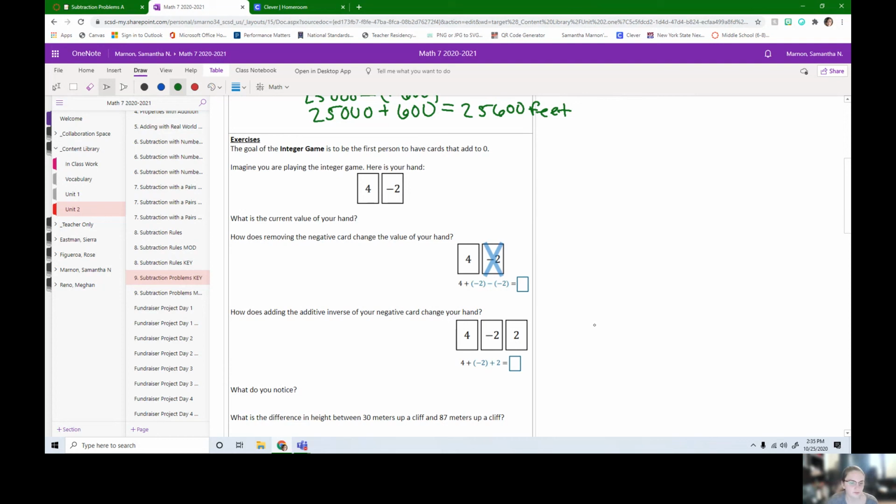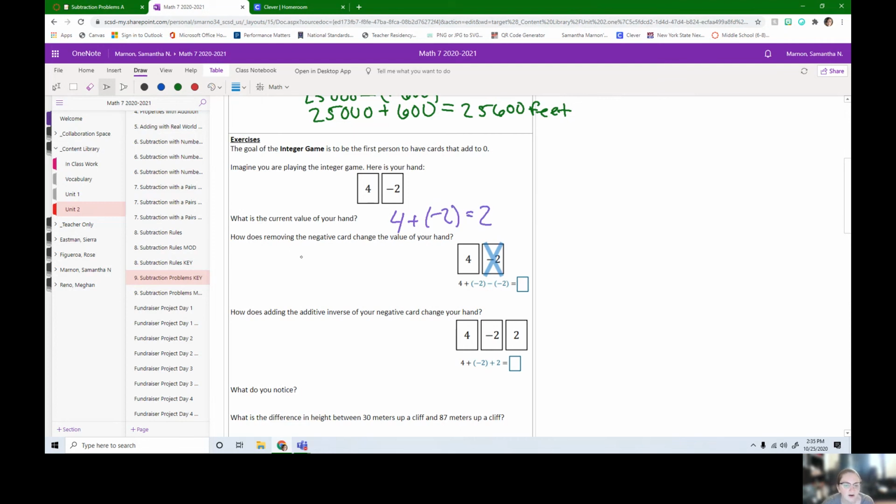Okay, so after you try this, it's saying, what is the current value of your hand? Let's get some purple out. To get the value of your hand, all you do is add them up. So you can do 4 plus -2. The current value of your hand is 2.